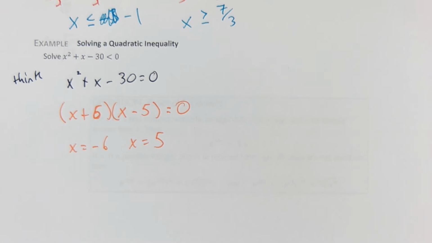Also, you just said numbers less than 5 work. Well, let's see if we plug in a 4, what do we get? 16 plus 4 is 20, and 20 minus 30 is negative. Okay, cool, that happened to work. How about numbers less than negative 6, like negative 7? 49 minus 37 is not less than 0. So clearly we can't just let this symbol be a less than symbol.